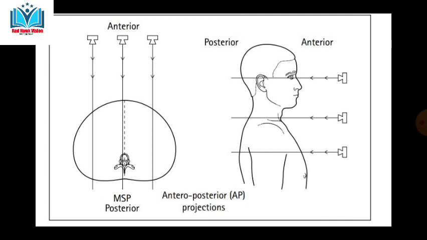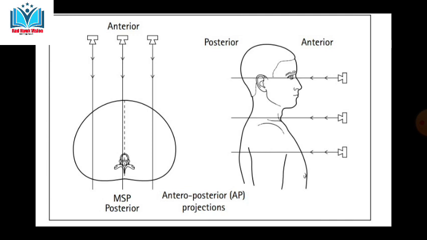Okay, now we want to continue with the projection terminology. We can describe many projection terminologies. Let's first define what a projection is. A projection is the direction of the central ray relative to aspects and planes of the body.